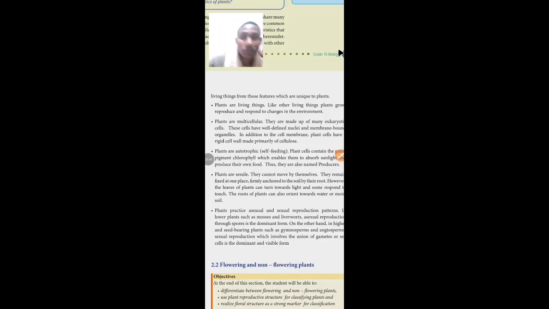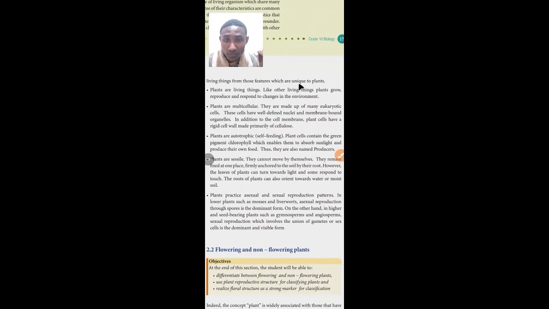To explain this idea, unicellular organisms are organisms that are made up of one cell, but multicellular organisms are organisms that are made up of different cells, or more than one cell. So plants are made up of many cells, and also they are eukaryotic. So what does the word eukaryotic mean?